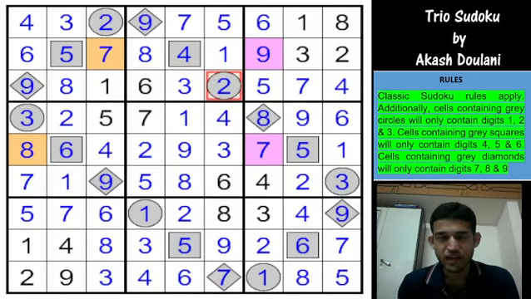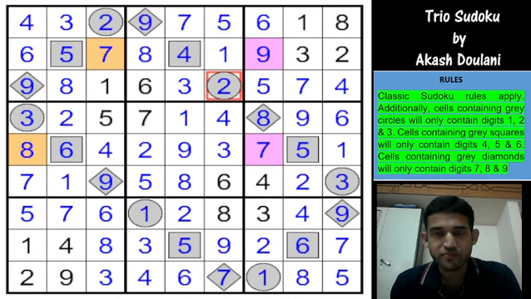No wonder Akash suggested it to us, because the trio Sudokus I have seen are usually trivial to solve with maybe a trick or two, but this one had a really nice classic technique, and that helped us to complete the Sudoku at the end.